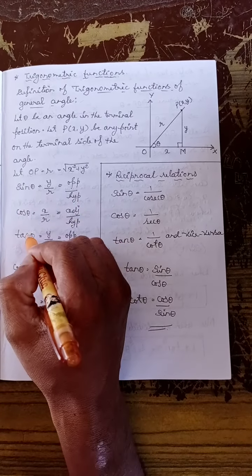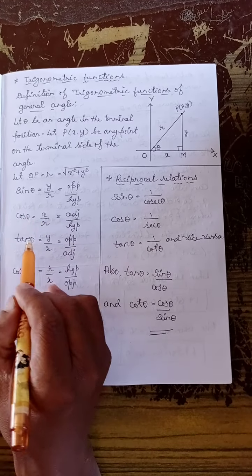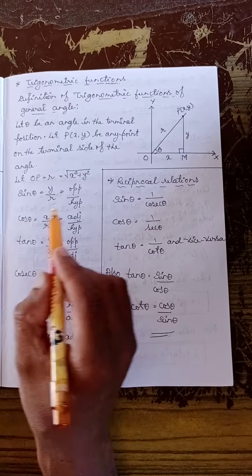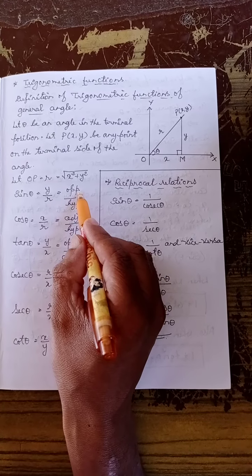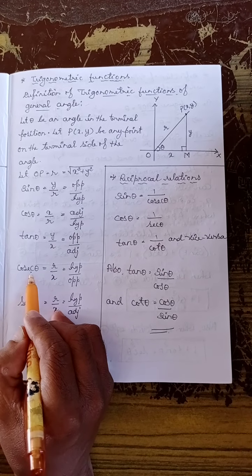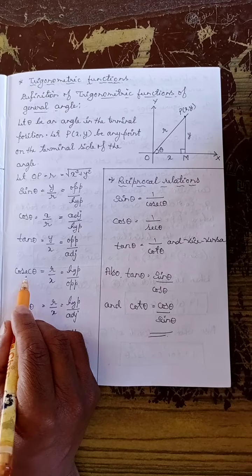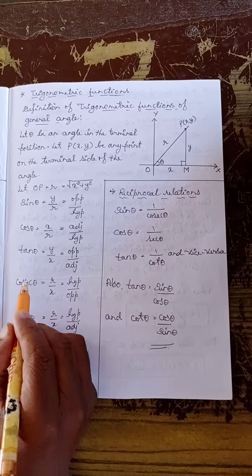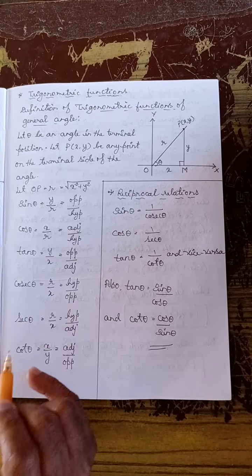The relation between the three trigonometric functions sin, cos and tan: tan theta is equal to sin theta by cos theta. While dividing, hypotenuse and hypotenuse get cancelled, and that will be opposite by adjacent. Then cosecant theta shortened as cosec theta, secant theta as sec theta, and cotangent theta as cot theta, will be the respective reciprocals of sin, cos and tan.